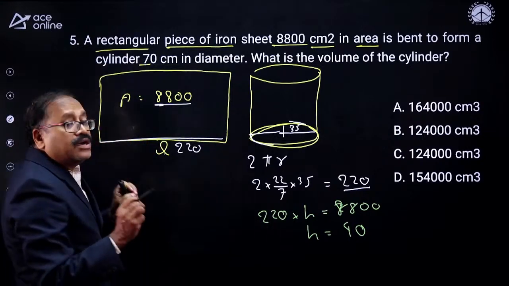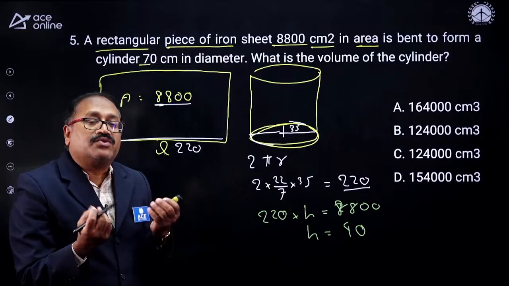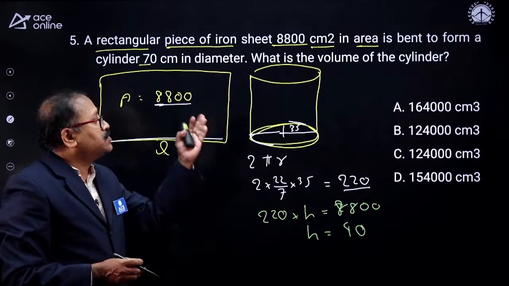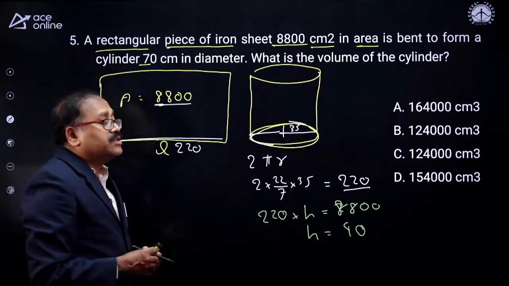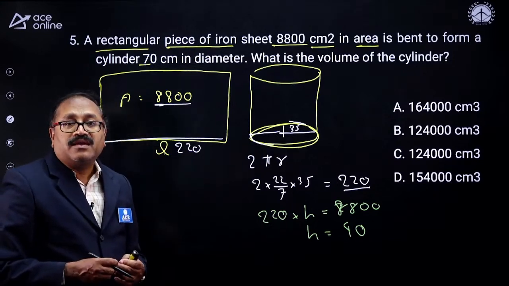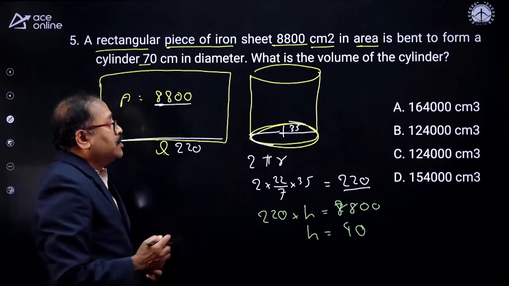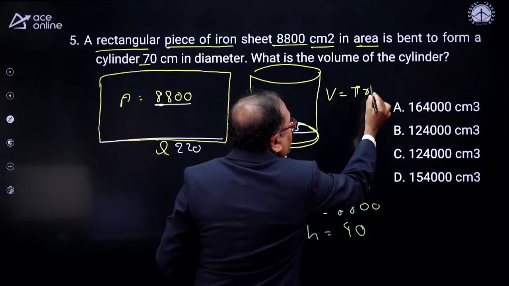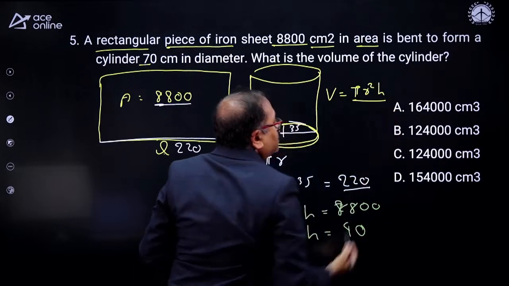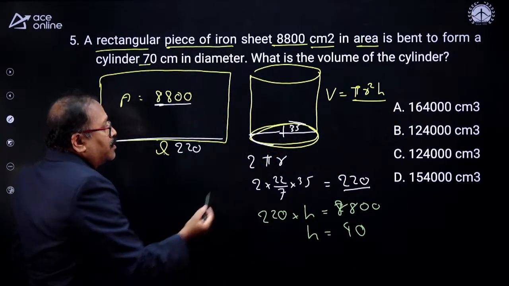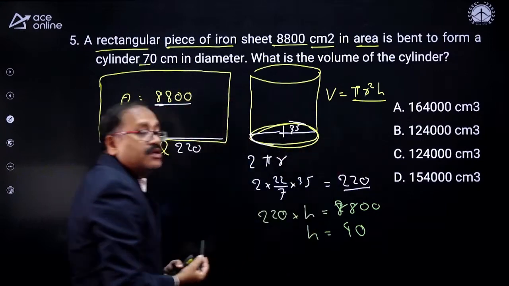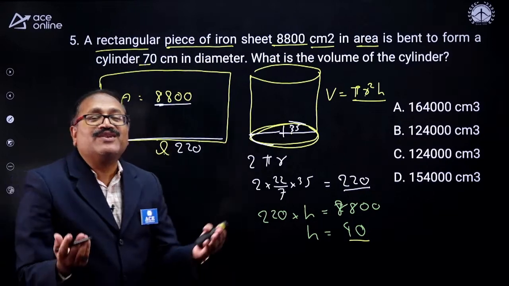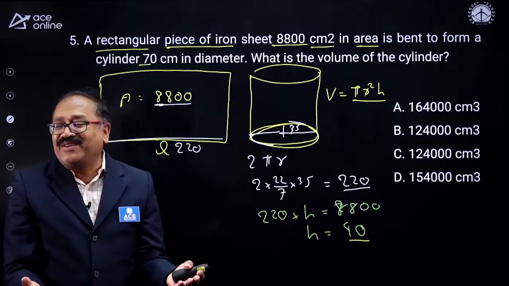If we learn one formula with each question every day, one day we will be familiar with most of the formulas, and these questions will be very direct. So what is the volume formula of the cylinder? Pi r square H. That is volume is equal to pi r square H. Do we have R? Yes, we have 35. Do we have H? Yes, we have 40. Can we find out the volume? Yes, my friends, we can find out the volume.